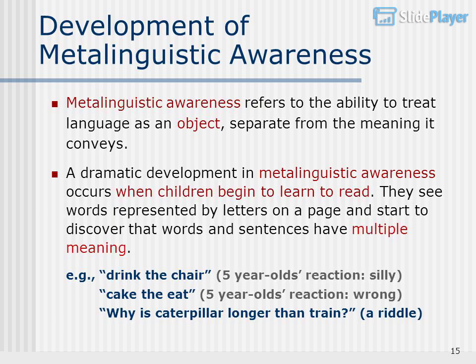Development of metalinguistic awareness. Metalinguistic awareness refers to the ability to treat language as an object, separate from the meaning it conveys. A dramatic development in metalinguistic awareness occurs when children begin to learn to read. They see words represented by letters on a page and start to discover that words and sentences have multiple meanings.